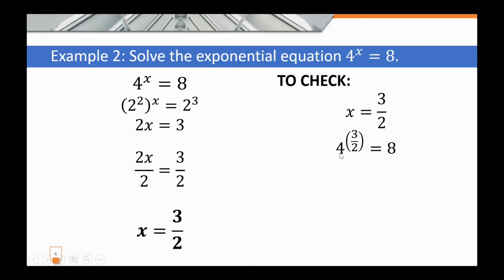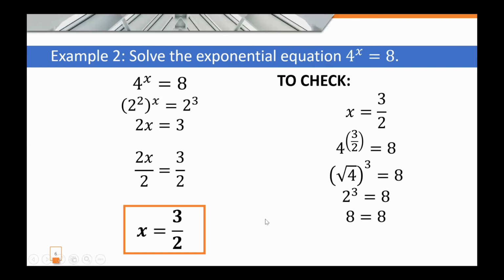To check whether this is correct, you can now substitute the value of x to the given exponential equation. That is 4 raised to 3 halves equals 8. The left side of the equation can be equal to the square root of 4 raised to 3. What is the value of the square root of 4? That is 2. So, natira dito is exponent 3 and the square root of 4 is 2. 2 cubed is equal to 8. Is that true? Yes. 8 is equal to 8. Therefore, the value of x, which is 3 halves, is the correct value of the variable x in the given exponential equation.